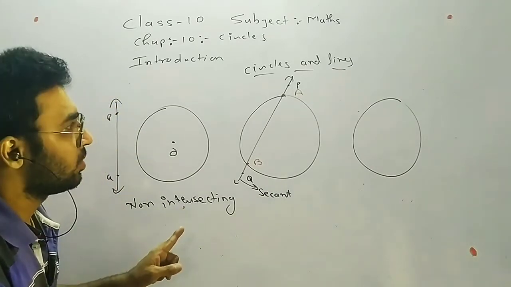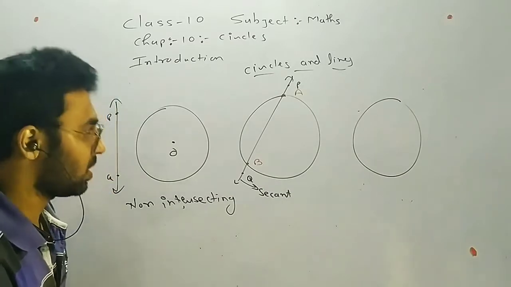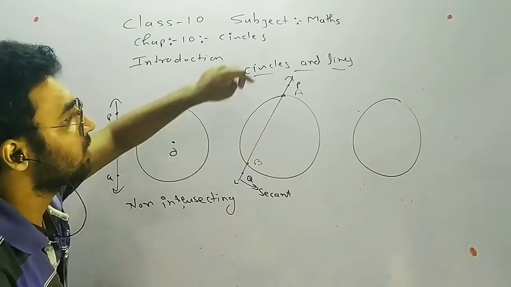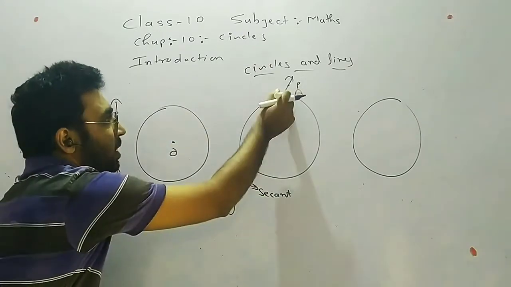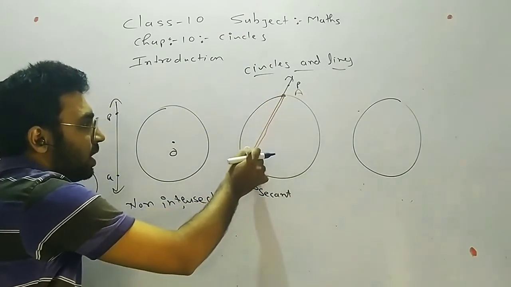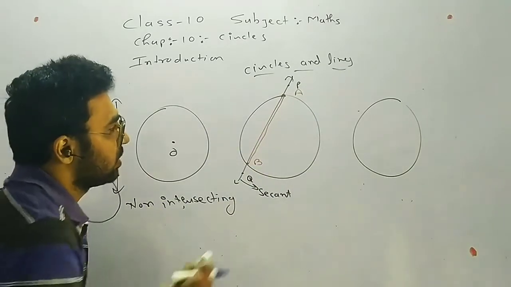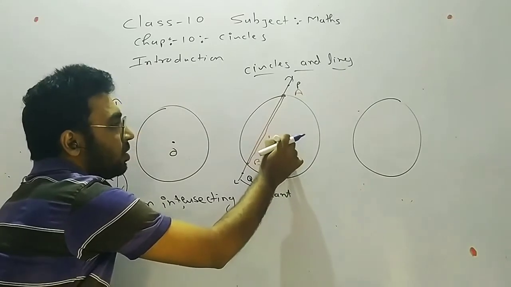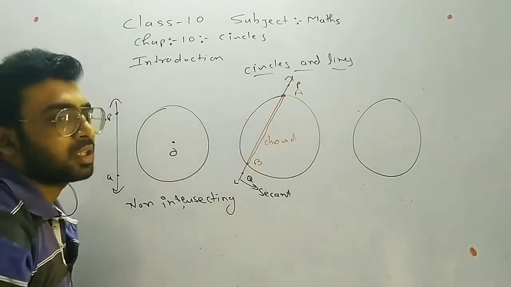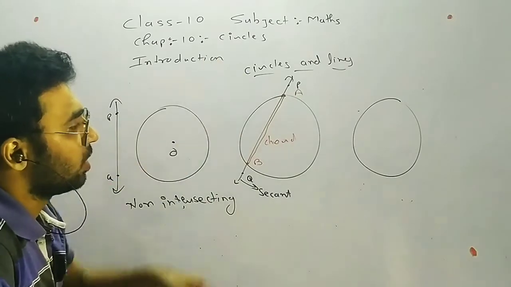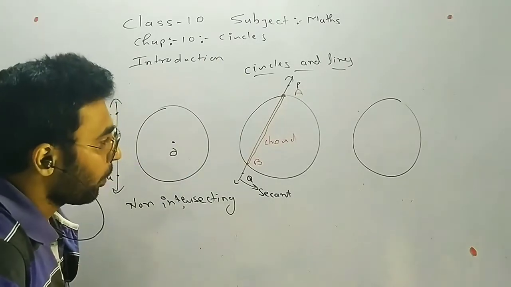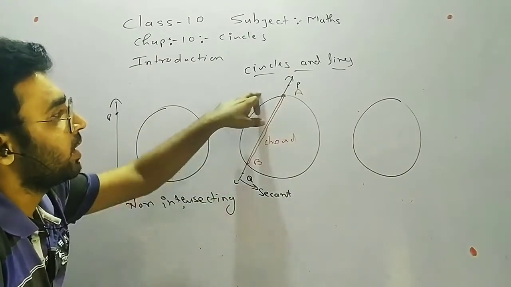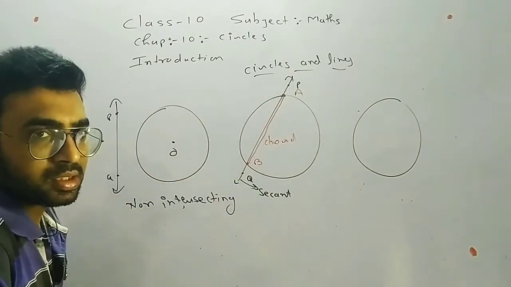Remember one thing: what is the difference between chord and secant? A secant also goes outside of the circle, but a chord is limited to the circle. You can see the red line, that is a chord. A chord is only limited to the circle, and a secant goes outside the circle. So when a line intersects the circle at two different points, that is called a secant.